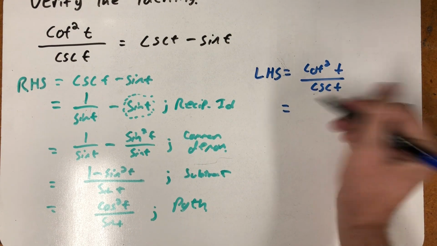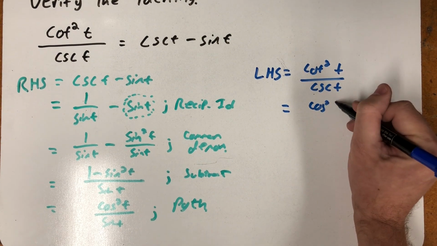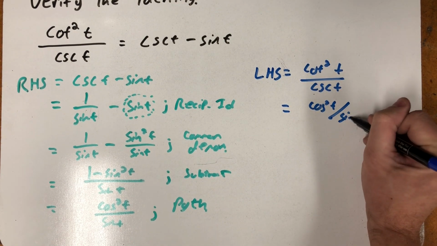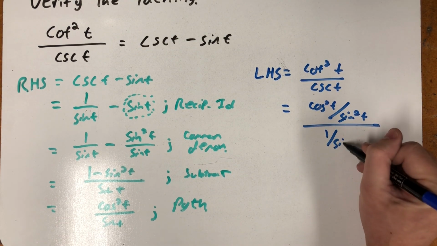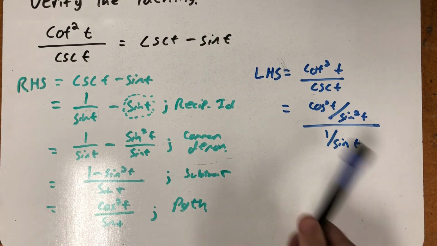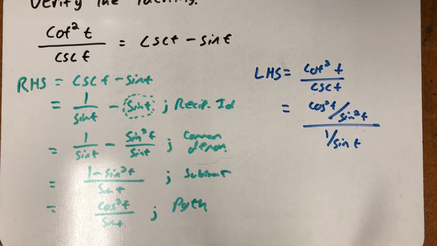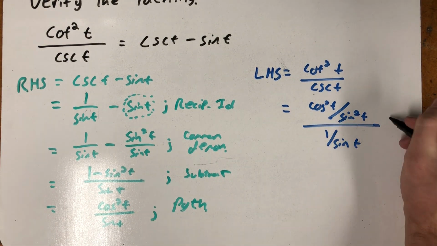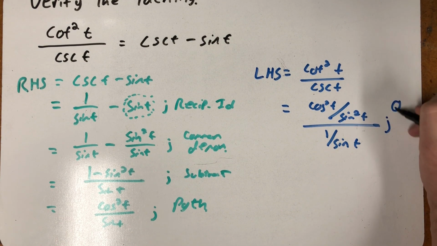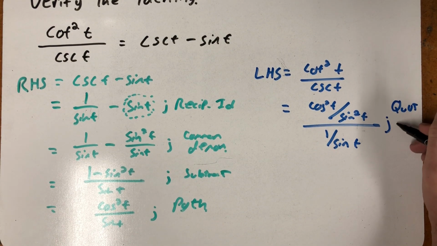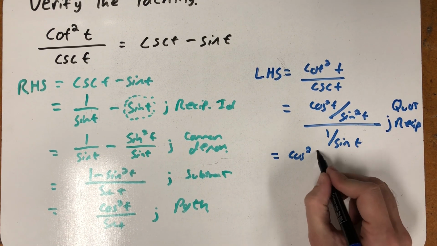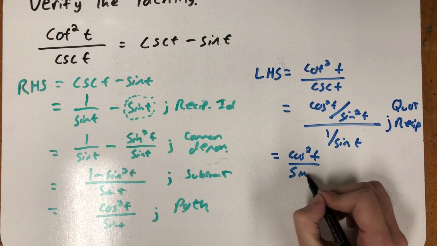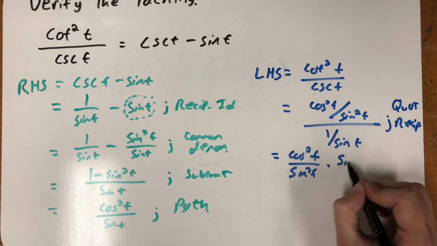And I don't know, the thing I would most naturally think to do to this side, I think, is rewrite everything in terms of sine and cosine. And so I have cosine squared over sine squared divided by 1 over sine. And let's see, on the top, I've used a quotient identity. On the bottom, I've used a reciprocal identity. And what I can do now is rewrite this as a multiplication problem, thinking about how we divide two fractions.